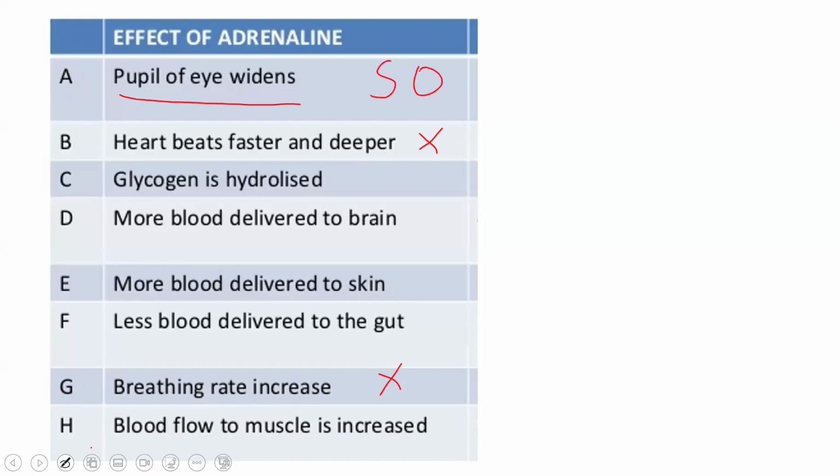So you can get more light onto your retina. Your heart beats faster and deeper, so you can get more oxygen and glucose to your muscles for respiration. C, glycogen, right? We've just talked about that. Glycogen is then in your liver. So glycogen's hydrolyzed, so you then have more glucose in your blood.